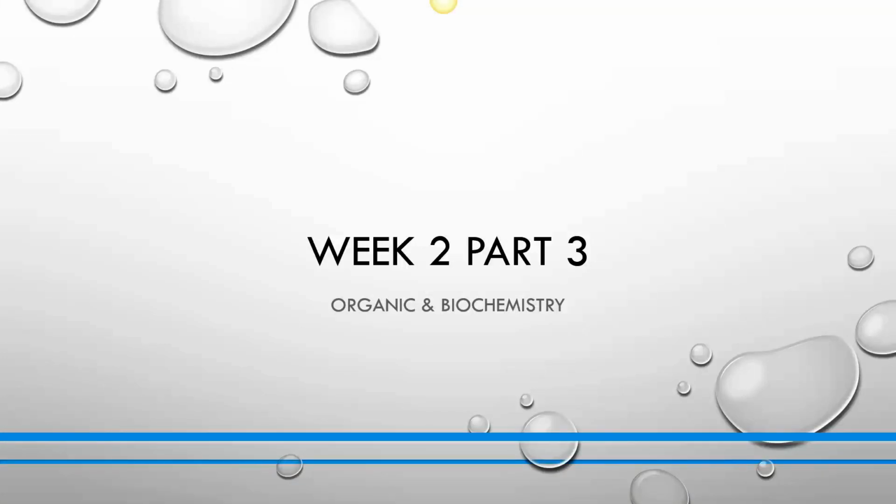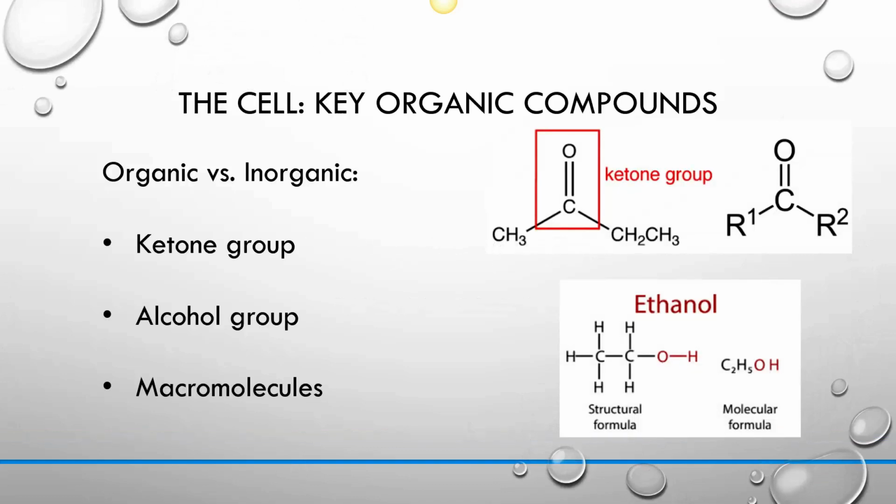So this next section talks about organic and biochemistry. To begin, we're going to define what organic is. Organic is not talking about don't use pesticides in your food. It is talking about a compound that contains carbon and hydrogen. So organic molecules contain carbon and hydrogen.